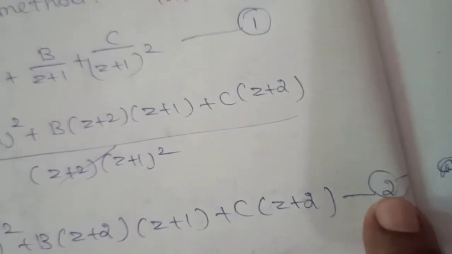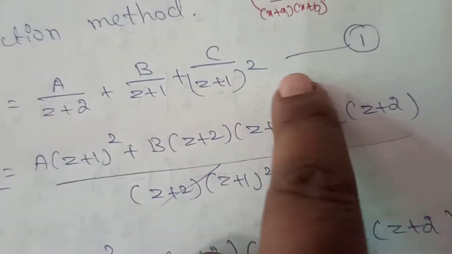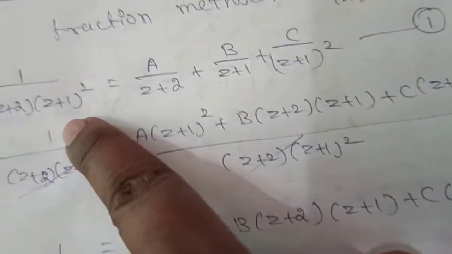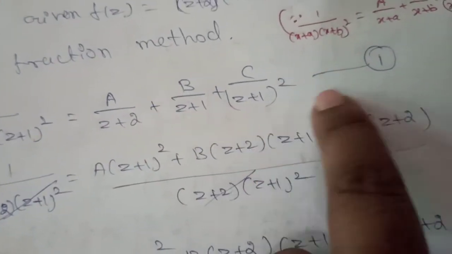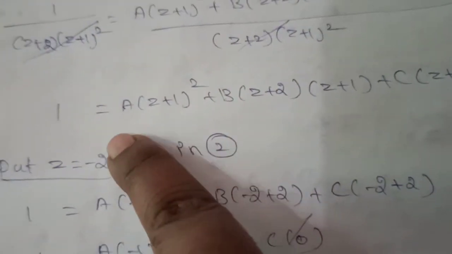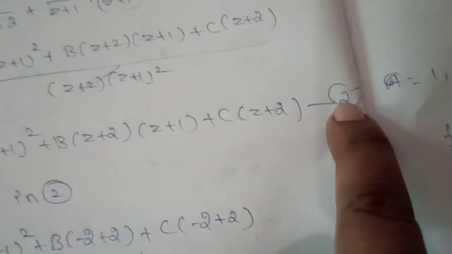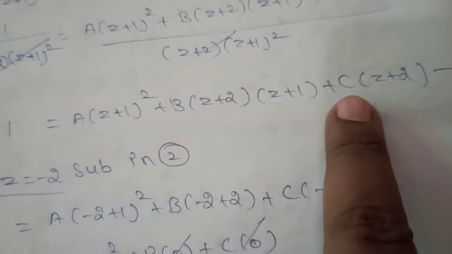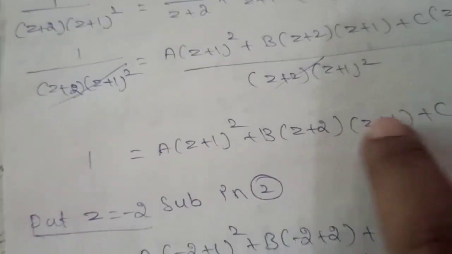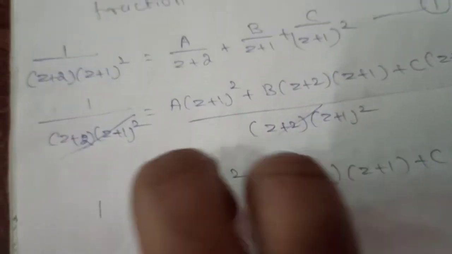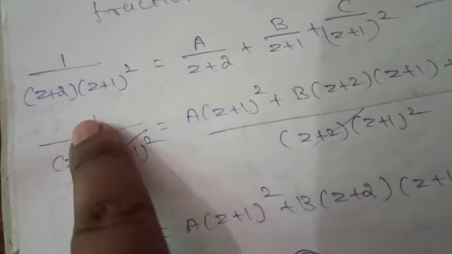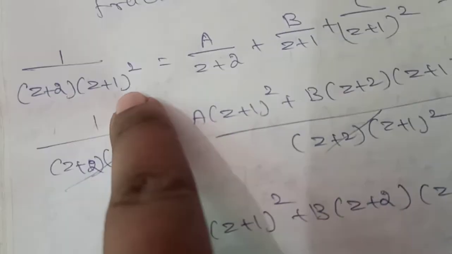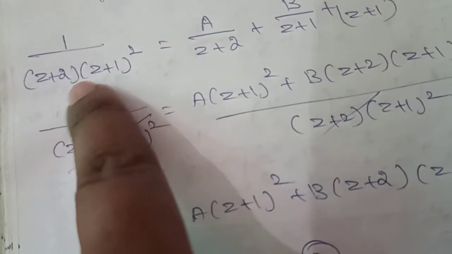Take this as equation number 2, and the given partial fraction condition as equation number 1. Next, we want to find the values of a, b, c. To find them, first take the given denominator, z plus 2 into z plus 1. First take the z plus 2 factor.